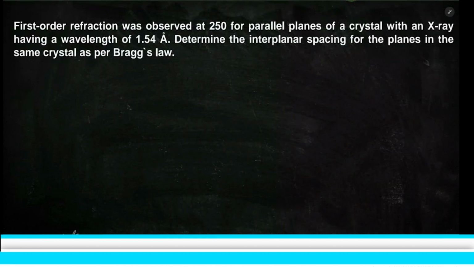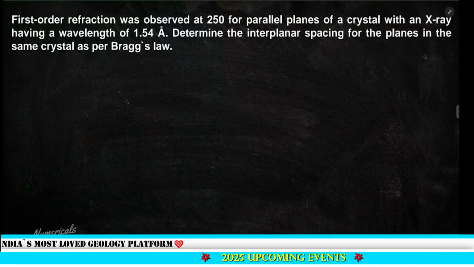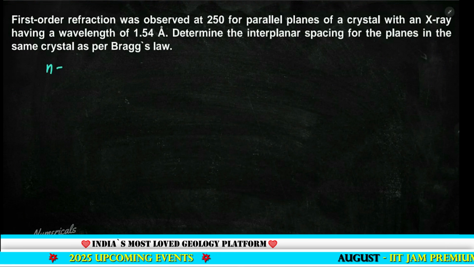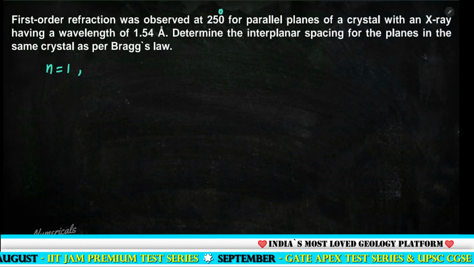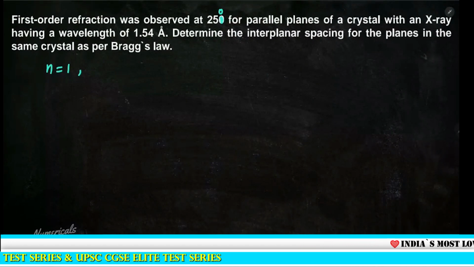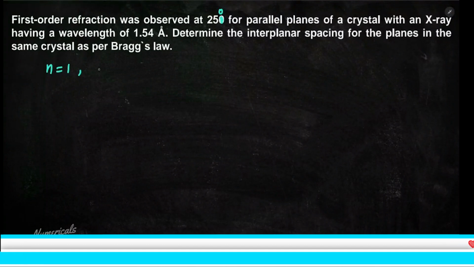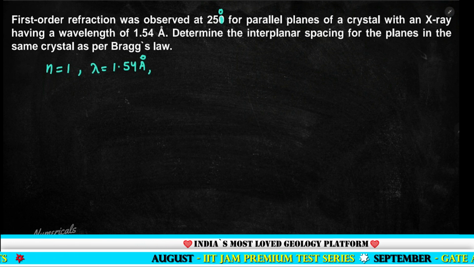See, I am extracting what is given. Okay, then after that you guys can do it. First thing given is the first order, that means n is equal to 1. Okay, and this is 25 degree, not 250. Okay, and what is given, the X-rays having a wavelength. The wavelength is given here, that is your 1.54 angstrom. Okay, determine the interplanar spacing of the planes in the crystal.